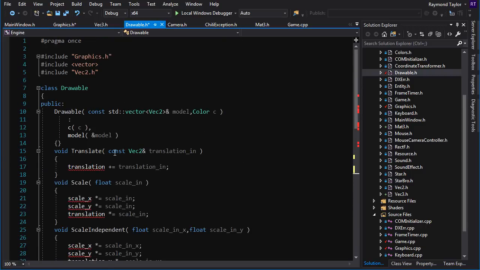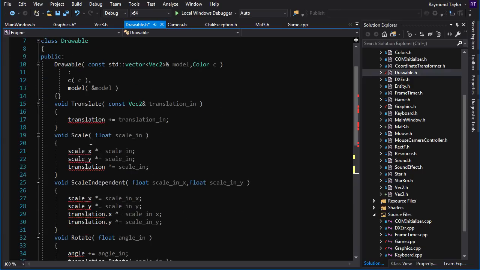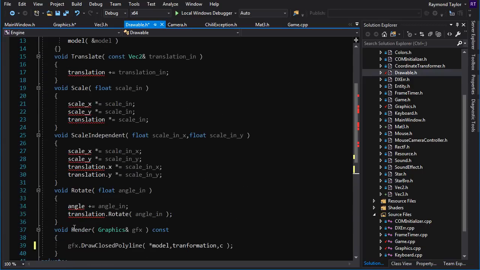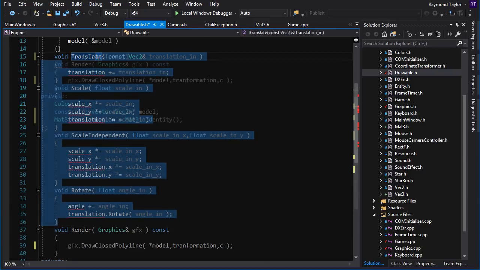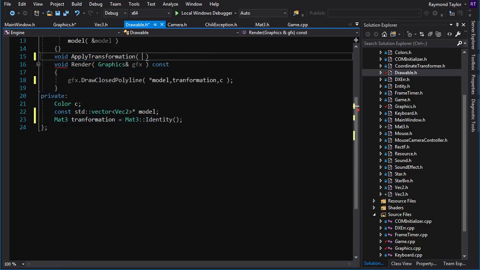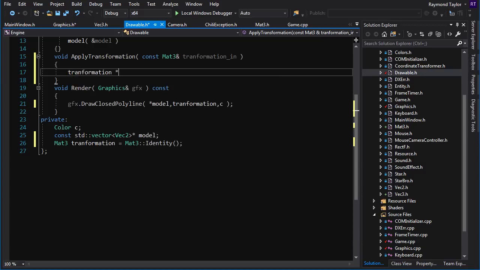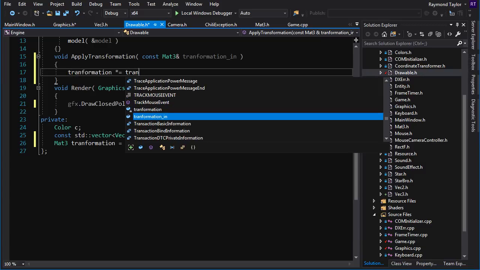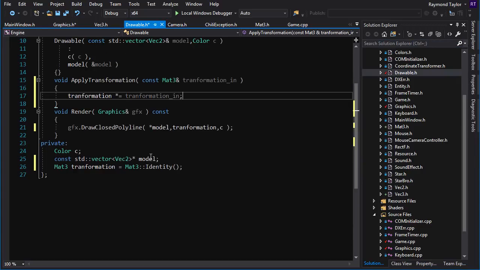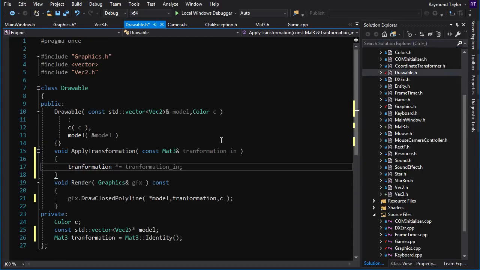Then for every translation that's added, well, you know what? We don't need all these separate functions anymore, because no matter what you do, it's always the same. Apply transformation: const mate3 transformation in, and then we do transformation times-equals transformation in, and there you go. This replaces all that other stuff because it's always the same procedure now. Everything is uniform. Remember when I said matrices make our operations uniform? I wasn't kidding. So sexy.